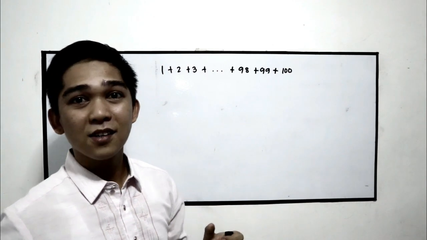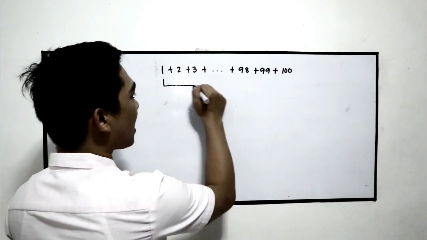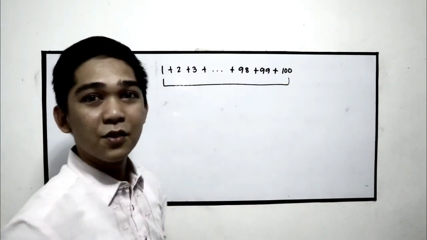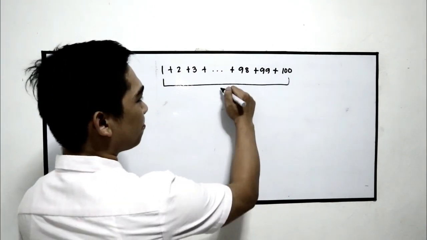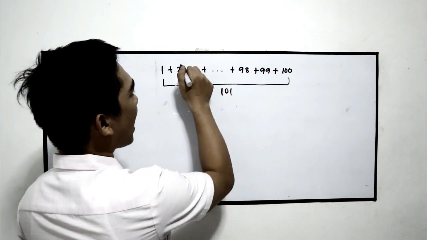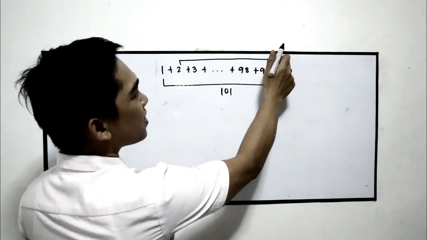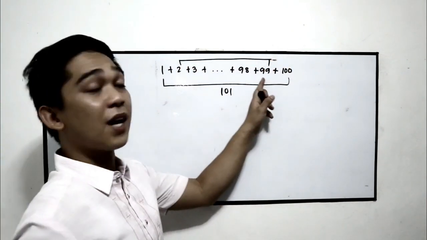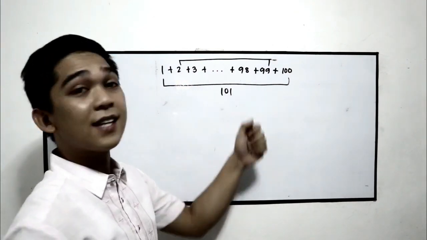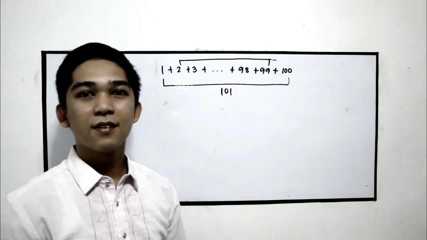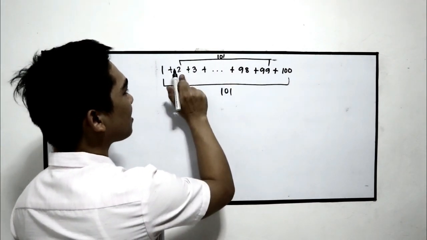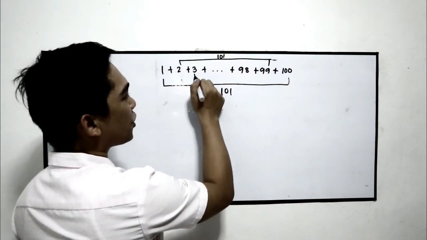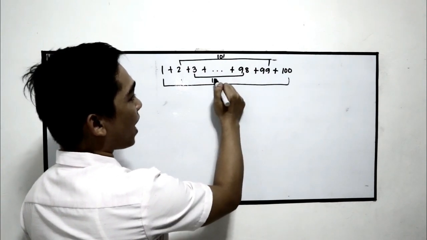To find this, we need to add the first term plus the last term. Notice that it has a total of 101. Next, the second term to the second to the last term: 2 plus 99. That is 101. Next, the third term to the third to the last, that is 101.